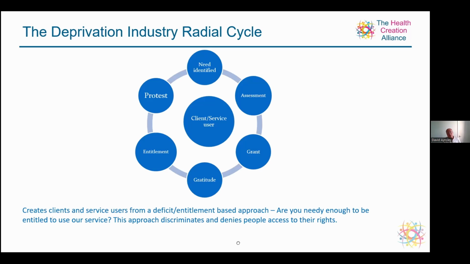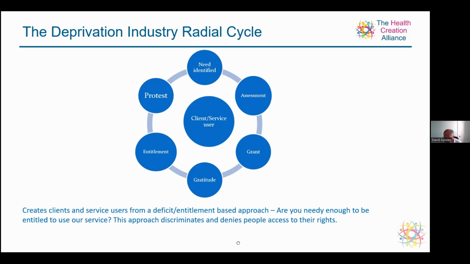And deprivation creates an industry, and I've created this little cycle here in which, when a place is identified as being deprived, needs are identified, and if you follow the circle round, we do a needs assessment, like a health needs assessment, or an education needs assessment, or a housing needs assessment, and we find how deprived the places are. The place gets a grant. In the case of Cornwall, it was €1 billion from the EU, called Objective 1 funding. We've had other grants come in, and we've now got levelling up funding and all this stuff.